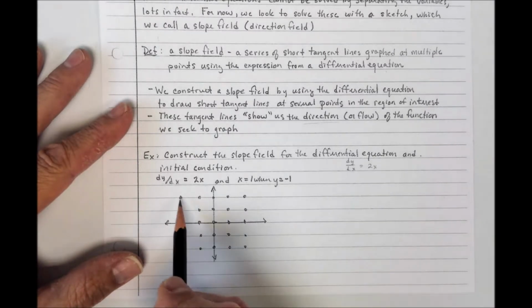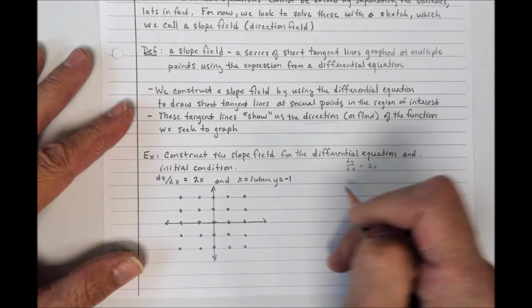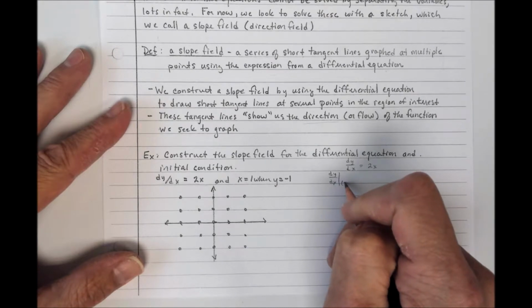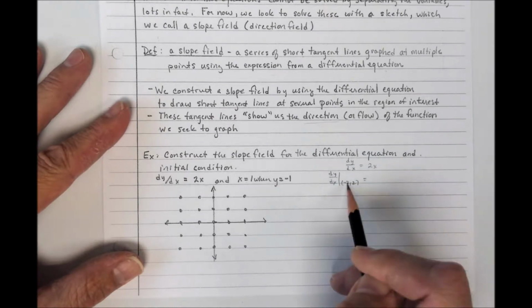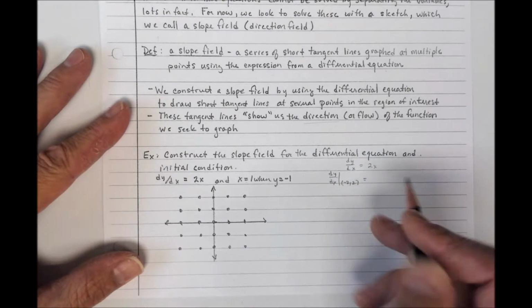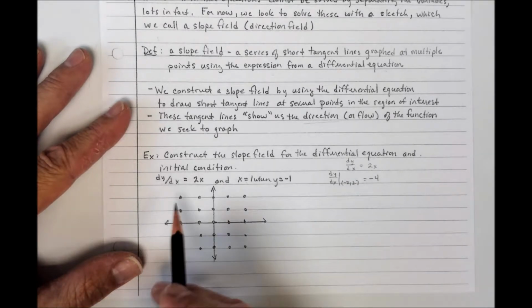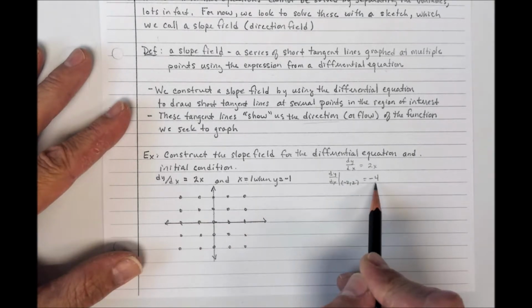So I'll start with this point way out here. This is -2, +2. So I'm going to find dy/dx at -2, +2. I plug the -2 in here for the x, and I get -4. Now what I'm going to draw, to the best of my ability, is a short line segment, without arrows on the ends, that goes through this point and has a slope of -4.